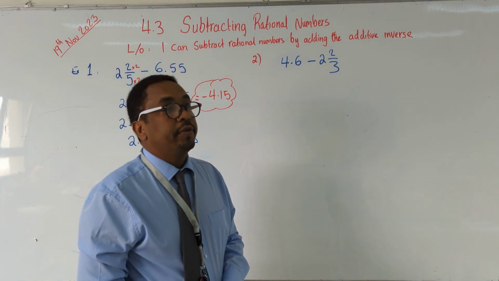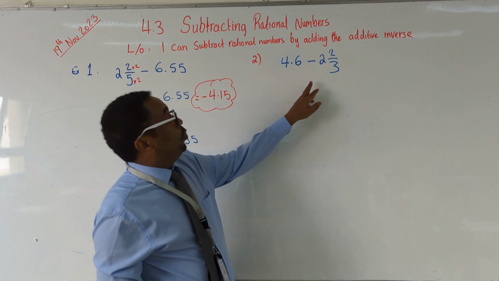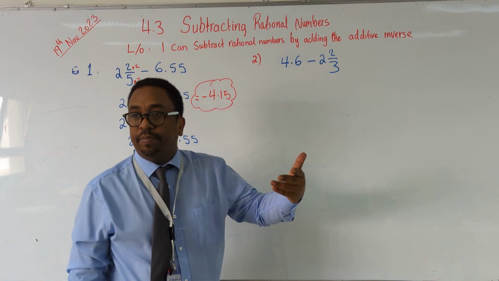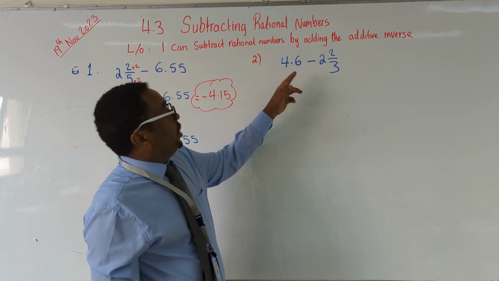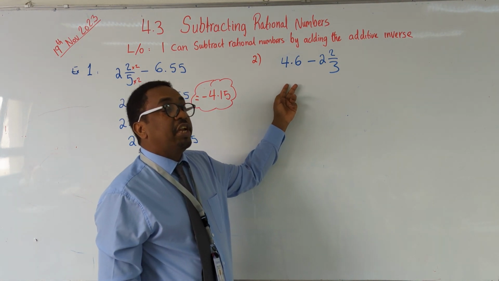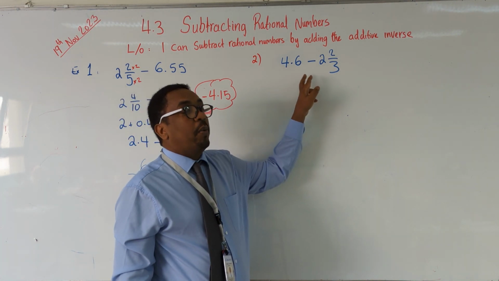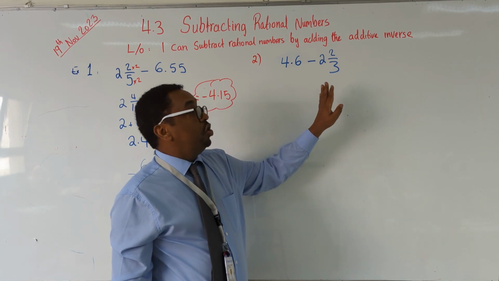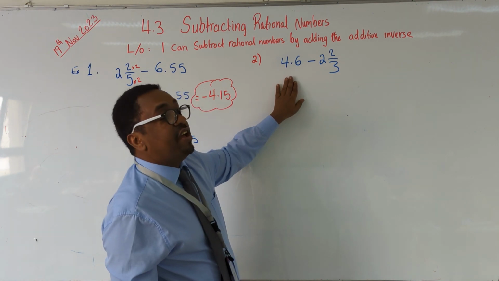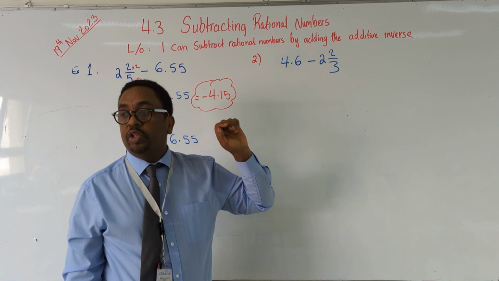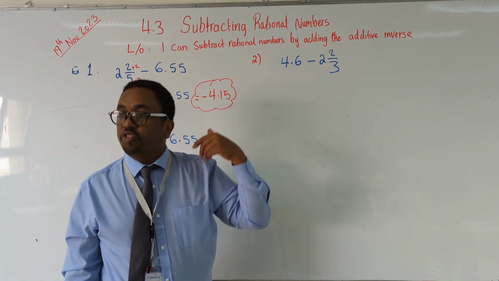Do we multiply by 2? Okay, first of all, we need to decide. The first step is we need to decide, do we need to change everything into fraction or into decimal? Because it's hard to take away decimal from fraction. So what we will do is we change everything into fraction. So let's do that.